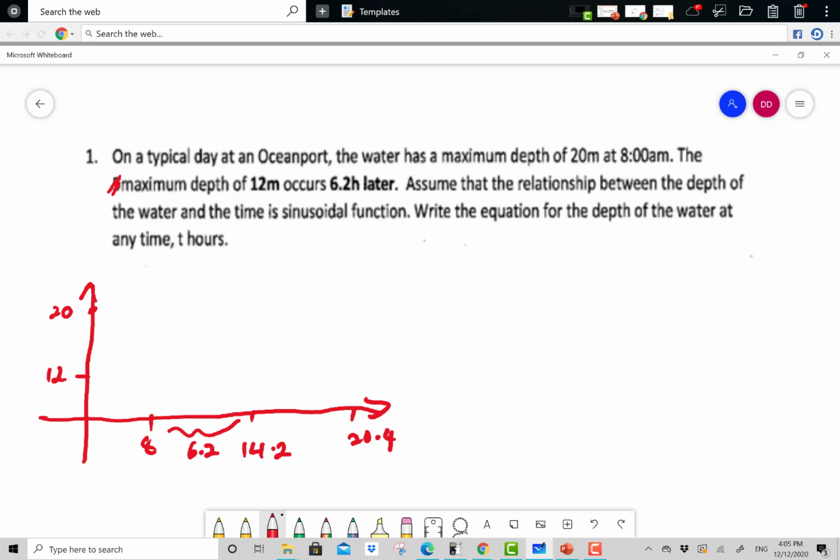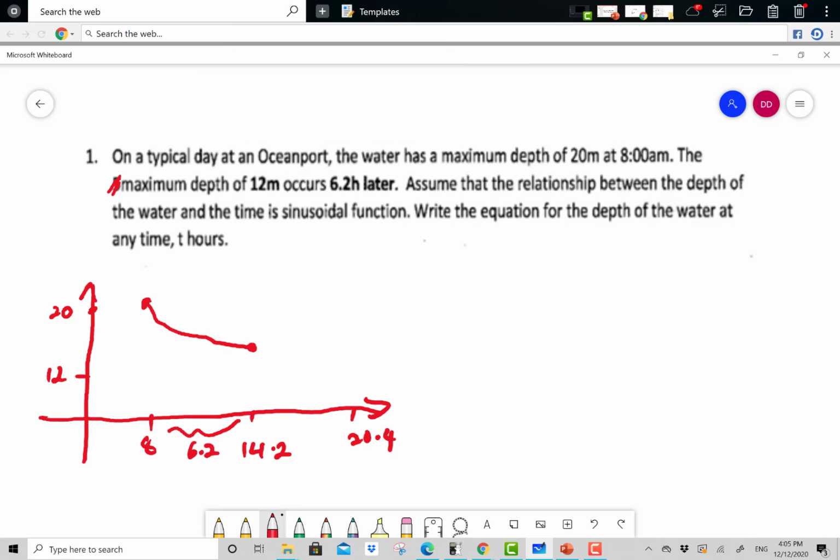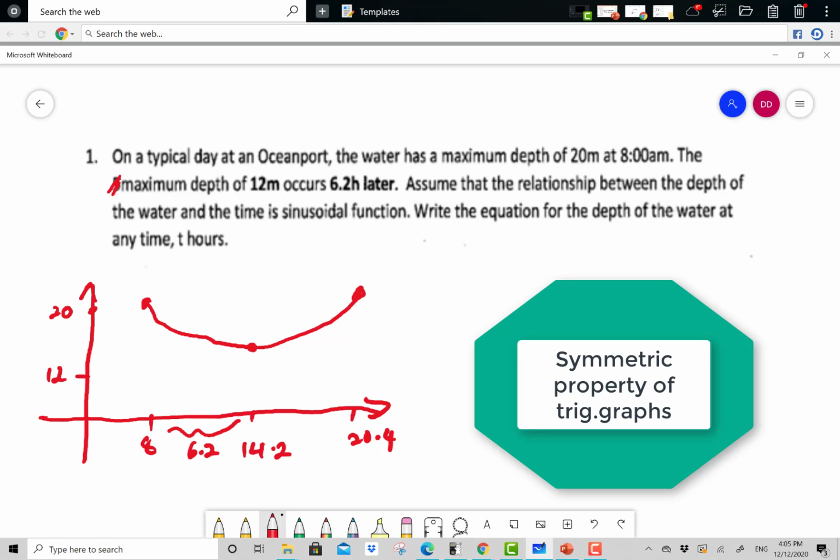Given the information, because it's 6.2 hours later, I know then that it's going to be at a minimum of 12 meters, and then back to the maximum depth of 20 meters. So starting at 8 a.m., I'm starting right here. I'm going to come down to 12 meters at 14.2 hours. And then the graph is going to repeat. This is happening because the graph is a trig graph, and the trig graph has a symmetric property. It is symmetric from the maximum to the minimum. You can actually draw a vertical line that will cut the graph in two equal halves.